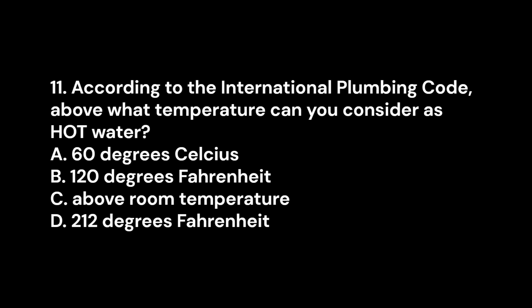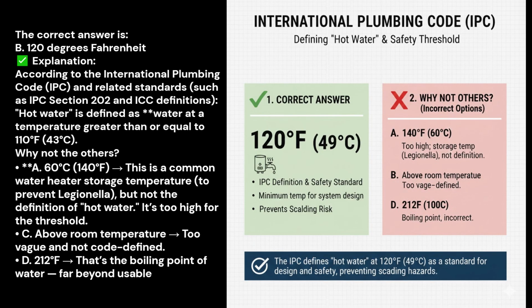Number 11. According to the International Plumbing Code, above what temperature can you consider as hot water? A. 60 degrees Celsius. B. 120 degrees Fahrenheit. C. Above room temperature. D. 212 degrees Fahrenheit. The correct answer is A.